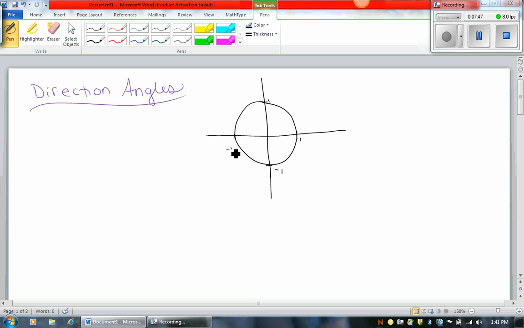Okay. So let's say I have some point P on my unit circle. And this is actually a vector, a vector from the origin, so it's the terminal point P. And this is a unit vector because it has a magnitude of 1. That's the radius of the circle.